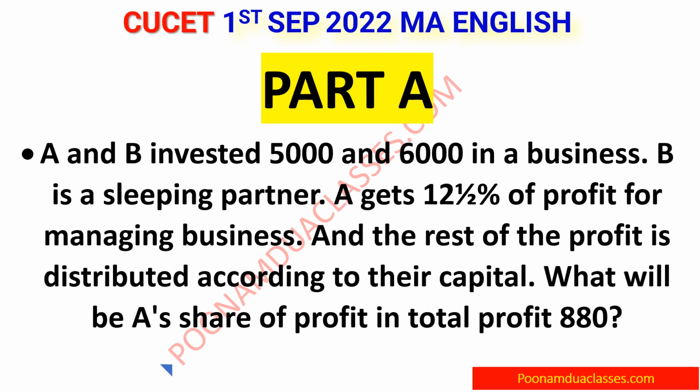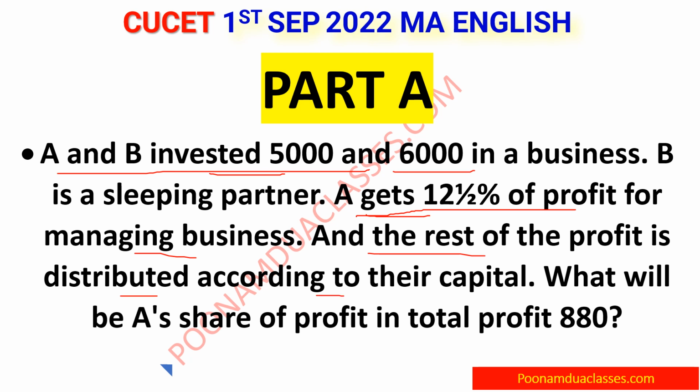This is the exact question that I could get. This is basically related to percentage. A and B, two people, invested some money and one gets 12.5% of profit for managing the business and the rest of the profit is distributed according to their capital. What will be A's share in a total profit of 880 rupees?